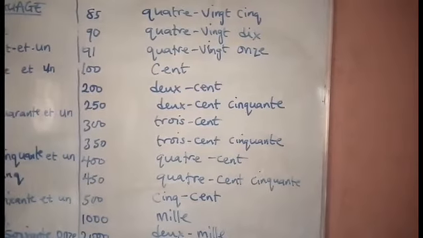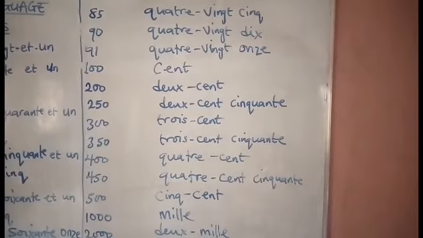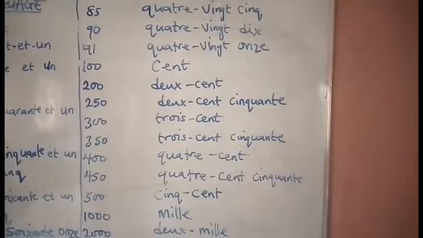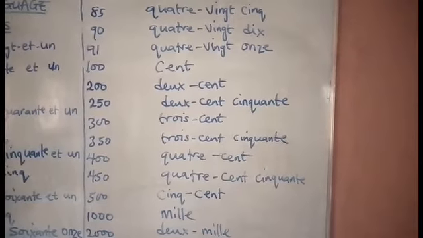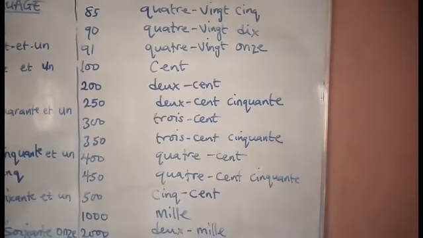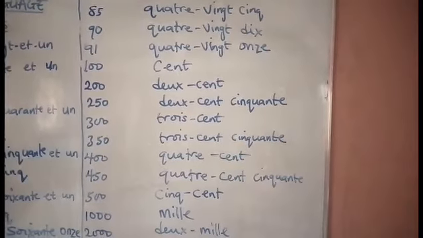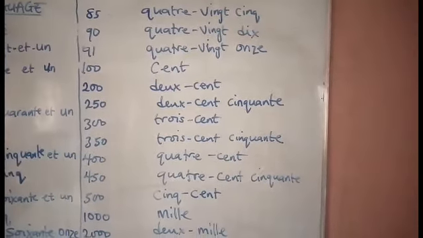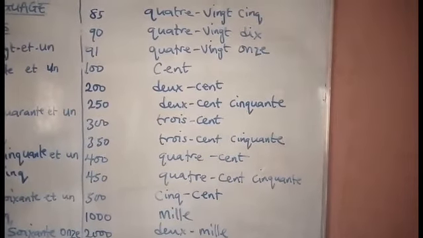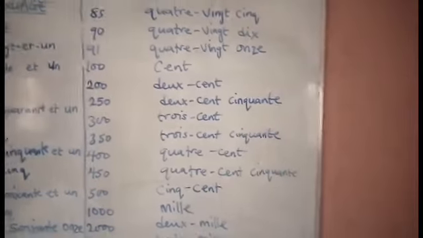92. Okay, 92. 80 plus 12 will give you 92. 93, 94, 95, 96, 97, 98, 99. And at 100 we have cent.